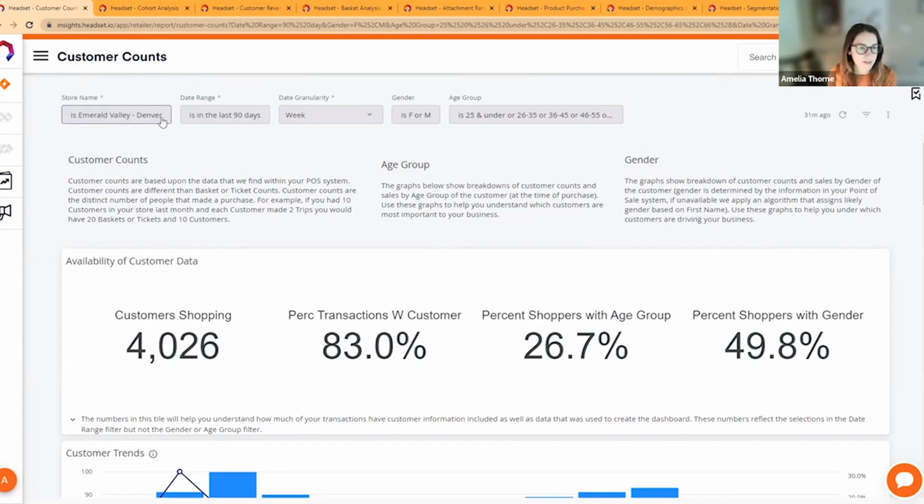So Emerald Valley, Denver, that's the store I'm looking at. I want to look at the last 90 days to get a nice healthy idea of how many customers have been shopping within the last 90 days. I'm breaking out the time period into weeks. And then I'm bringing in all of my demographics, so female and male, and then all of the age groups here. You'll see a drop down if you click into this.